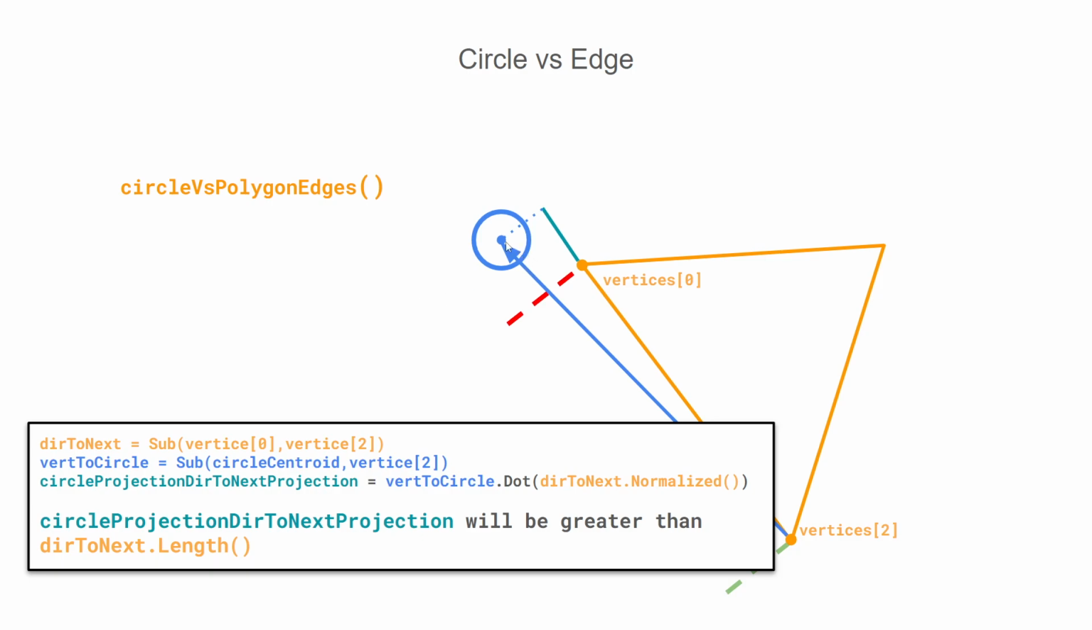But if there's no valid case, like the circle is not in this zone here, it's not here, it's not here, and it's not in this area, then we know the circle must be in the corner areas. And if there's still no collision, then we can say there is absolutely no collision with the polygon at all.